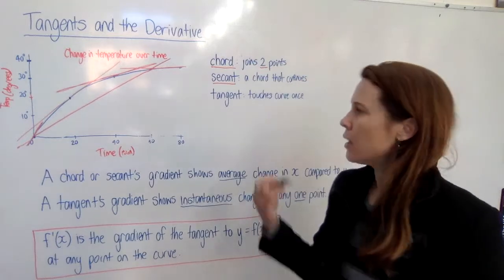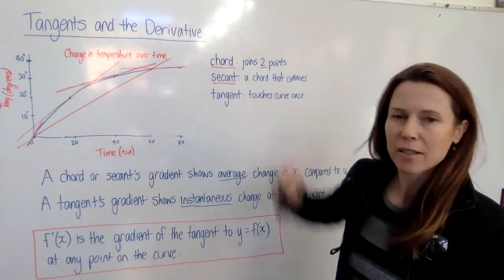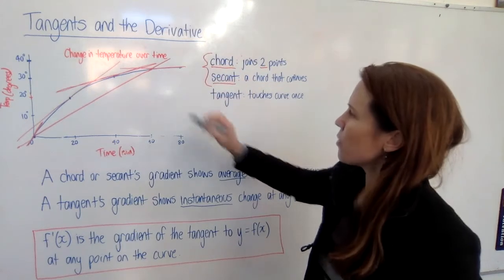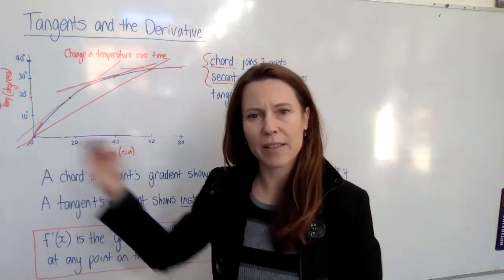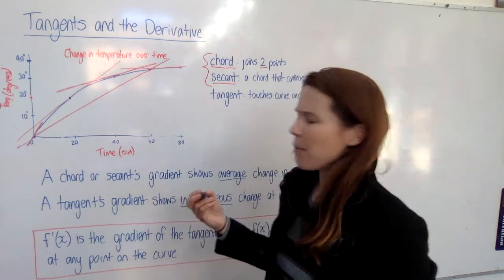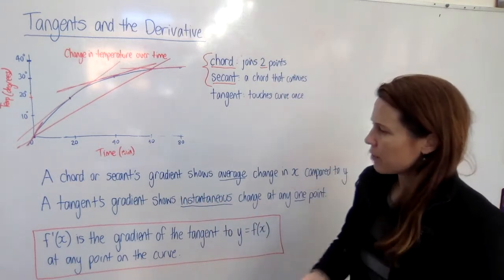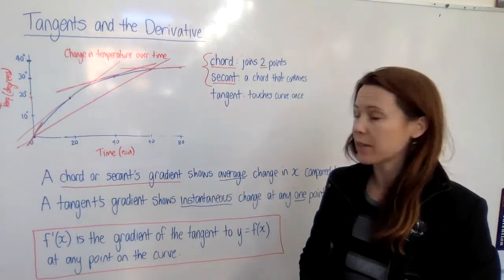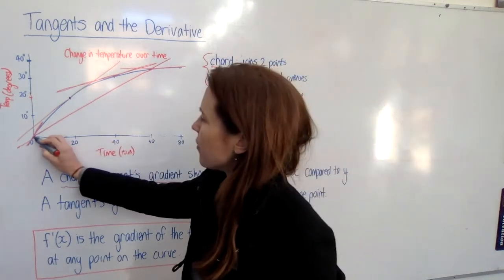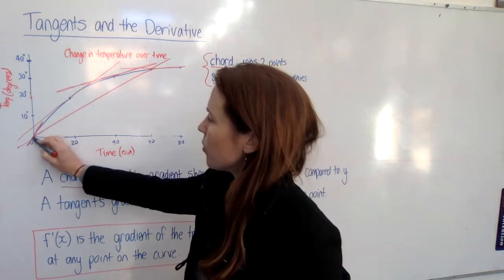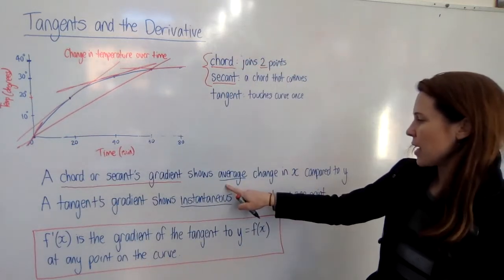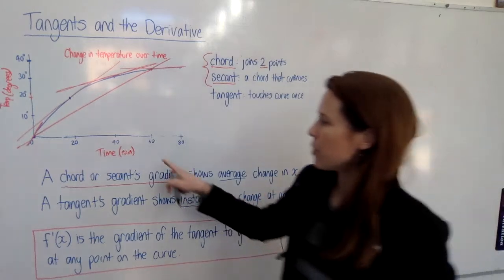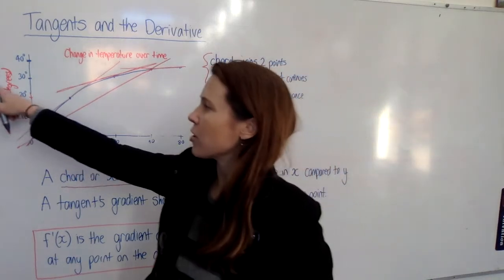So what do tangents and secants or chords help us to do? I'm going to class these two together because really whether or not they continue on the other side of the curve, for our purposes it doesn't matter. Well, let's have a look. If we look at the gradient of a chord or a secant, for example the first one that we drew, that will show us the average change in y compared to x. Now here we've got time comparing to degrees.